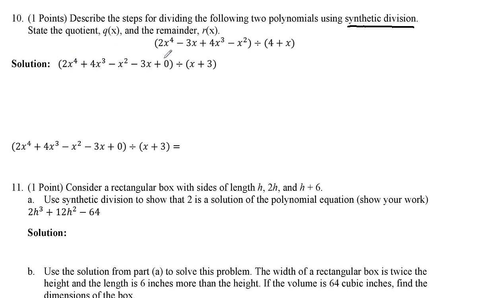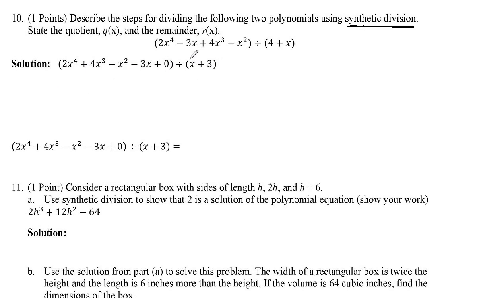minus 3x, and then we don't have a constant term up here, so we have to add a plus a 0. So remember, if any term is missing in here, you put a 0 term in. So if there was no x squared term, you put 0x squared in there. And then we're dividing by x plus 3. So remember the way this works.